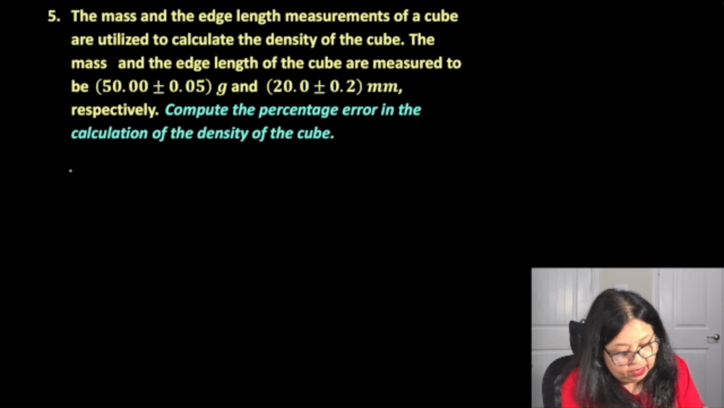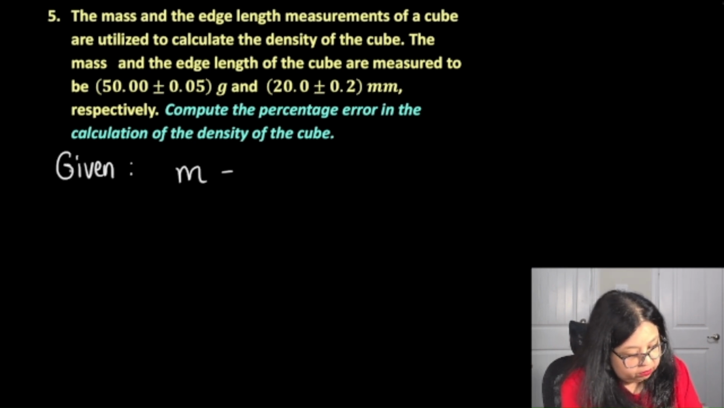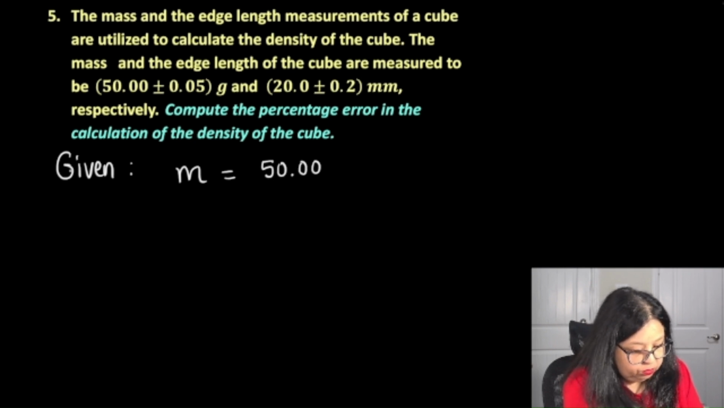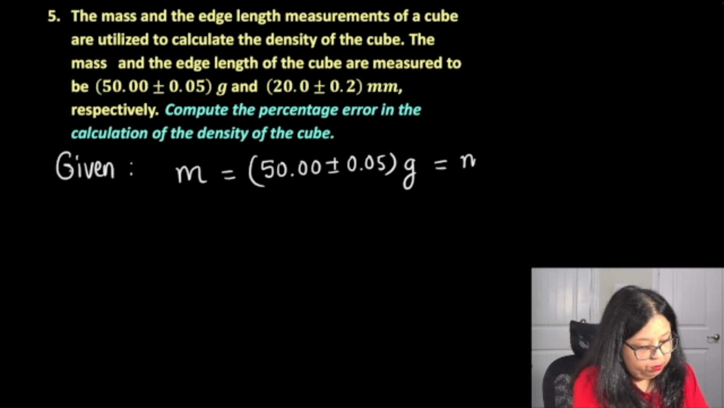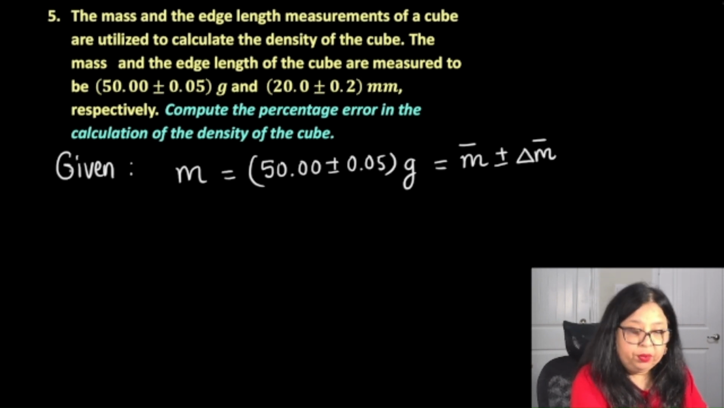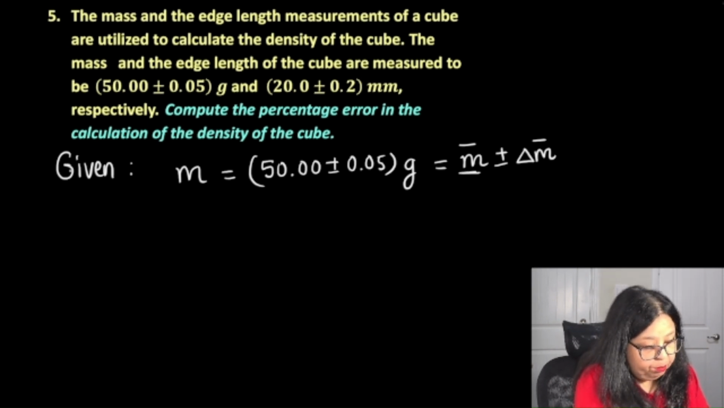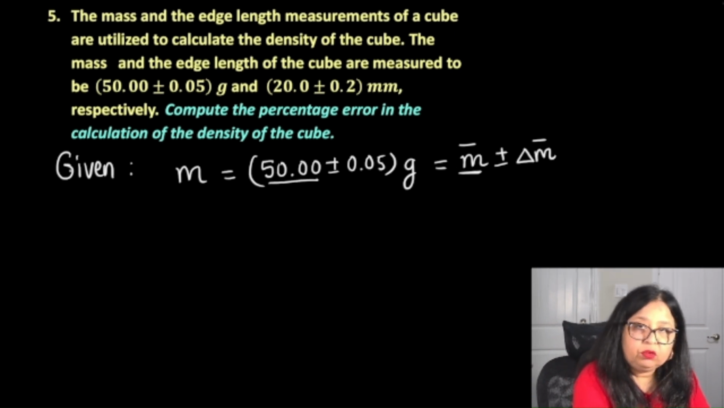So what are we given here? We are given that the mass is equal to 50.00 plus minus 0.05 grams. And as before, I'm going to write this as m bar plus minus delta m bar. And just by simple comparison, you can see that m bar equals 50.00 and delta m bar equals 0.05 grams.